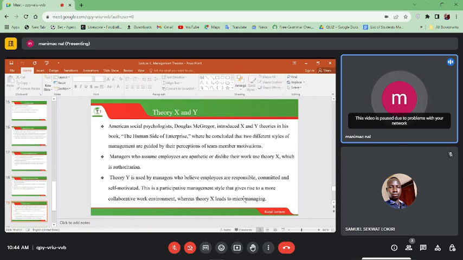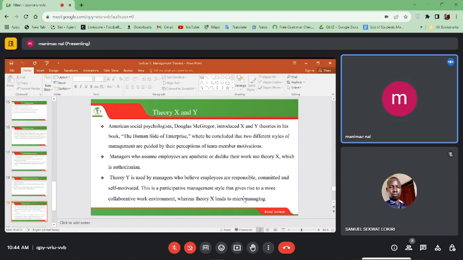So the next theory is the one we call Theory X and Y. This is a theory that was put forward by an American social psychologist called Douglas McGregor, and he introduced Theory X and Y. In his book, The Human Side of Enterprise, he concluded that two different styles of management are guided by the perceptions of the team members' motivations.